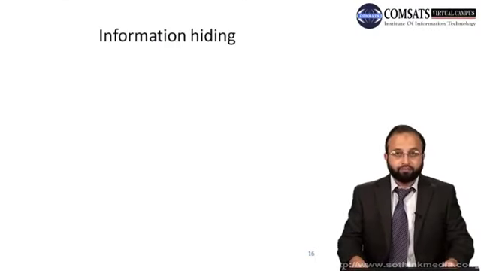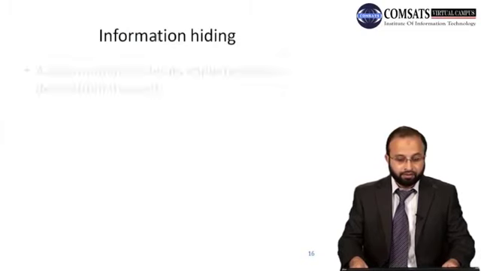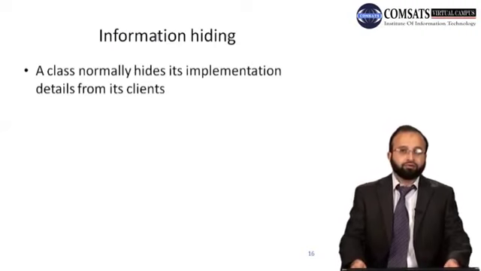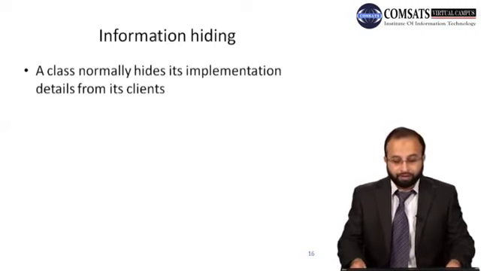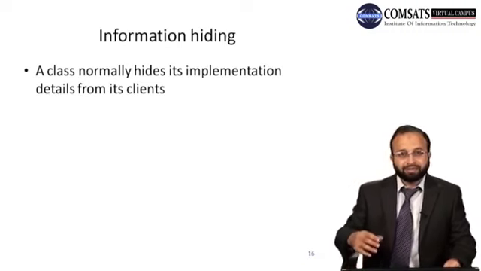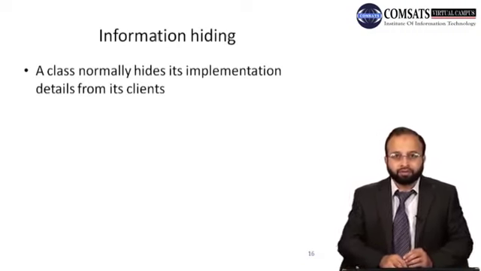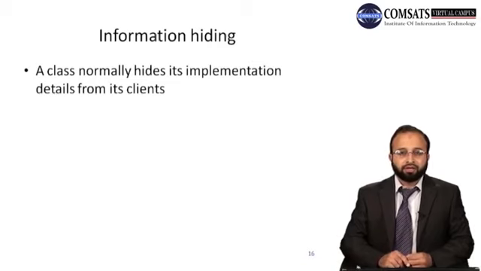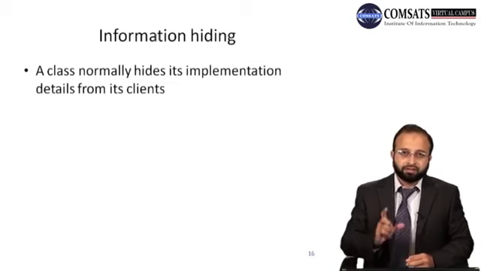Now we see what is information hiding. A class normally hides its implementation detail from its client. Basically, in the previous course we have seen this concept as well, when we create a function, and we say that the task performed by that function becomes the definition of that function or the body of the function. Now, we just tell the user or the client or the programmer the prototype of the function, that this is the function.